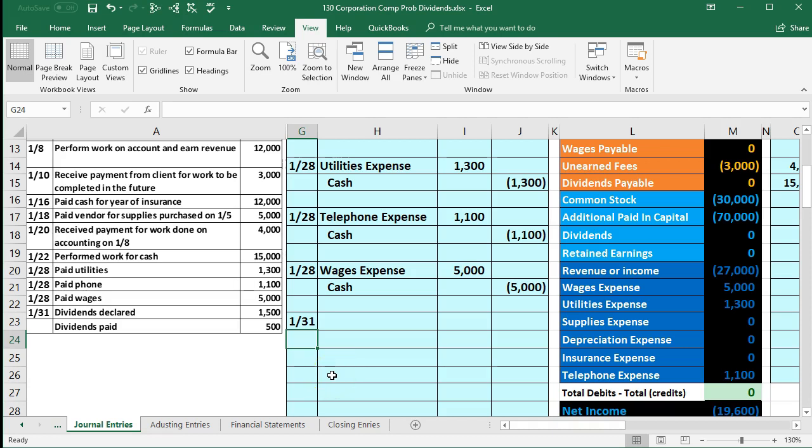In this presentation, we're going to continue on with the comprehensive problem, recording the transaction on the end of the month, on the end of January, January 31st, of dividends declared, and then we're going to pay the dividends.